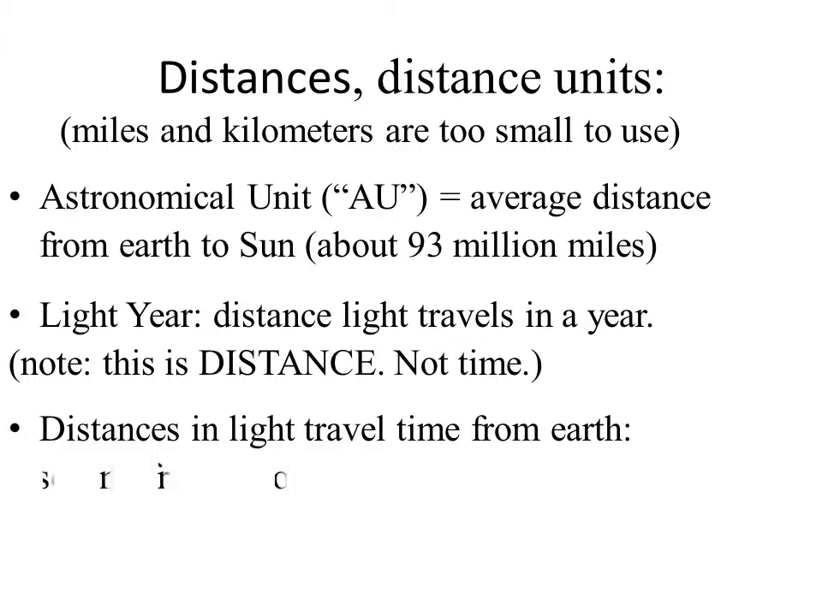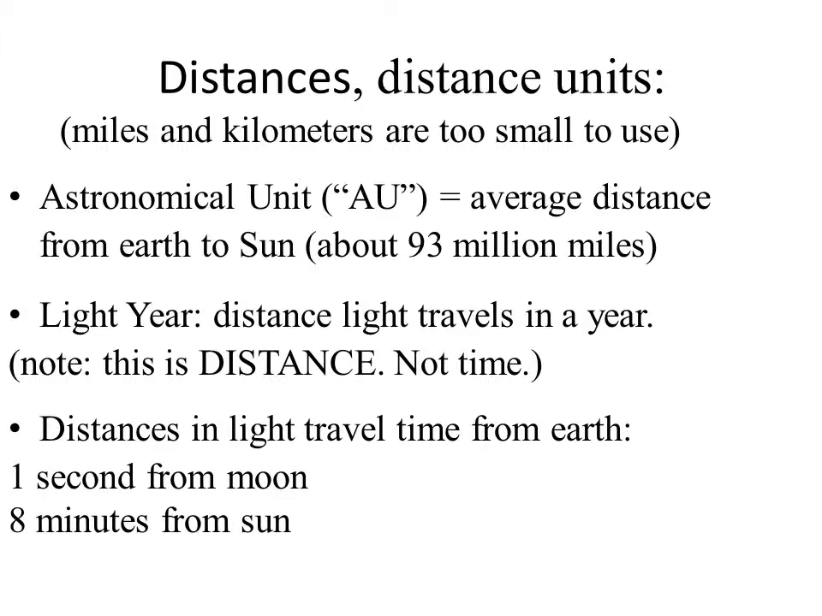Other distances in light travel time, well, light from the moon, 1 second. Light from the sun, 8 minutes. So 1 AU is 8 light minutes long. Nearest star is about 4 light years away, so it takes 4 years for the light to travel to us from the nearest star. Okay, not our sun. I know technically it is a star, but I mean the nearest star to our sun.